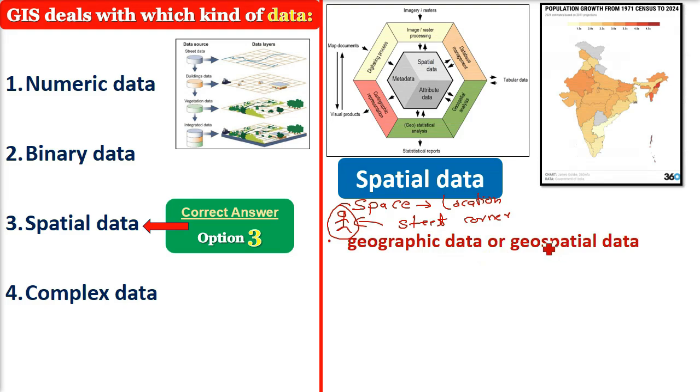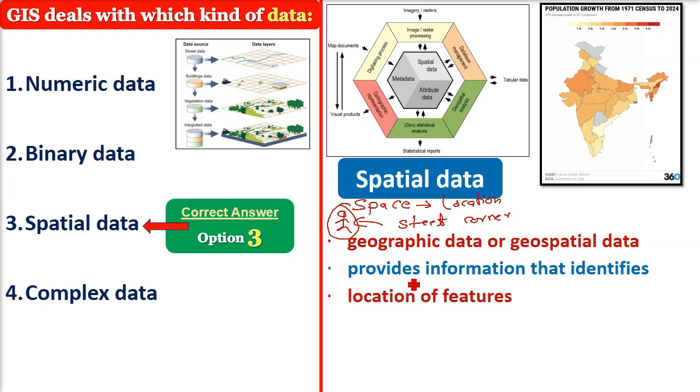So this spatial data or geographic data or geospatial data are the same. They have the same name. And it provides the information that identifies what? The location of features. Anything on the earth is called a feature. Like you have trees, they are features. Like you, cars, the river, they are all features. So the location of features and the boundaries on earth.